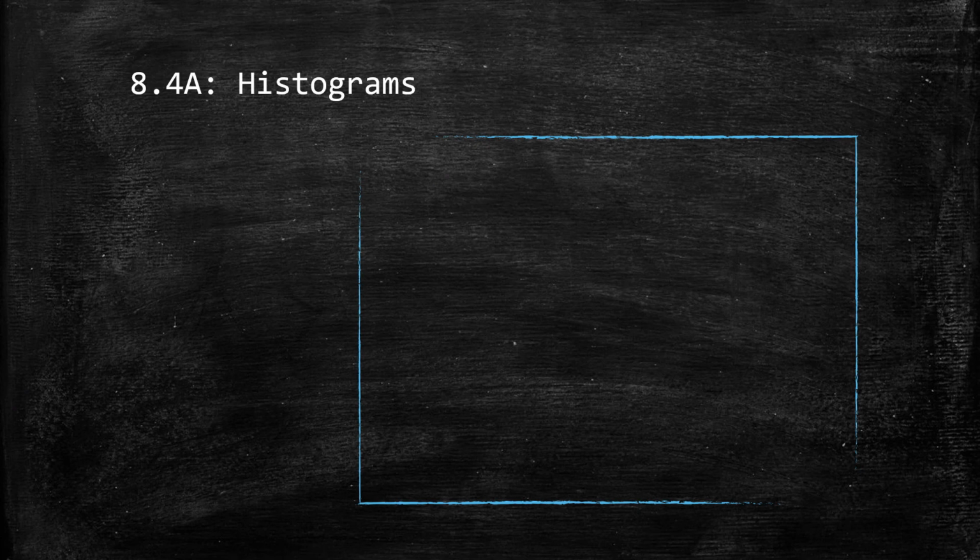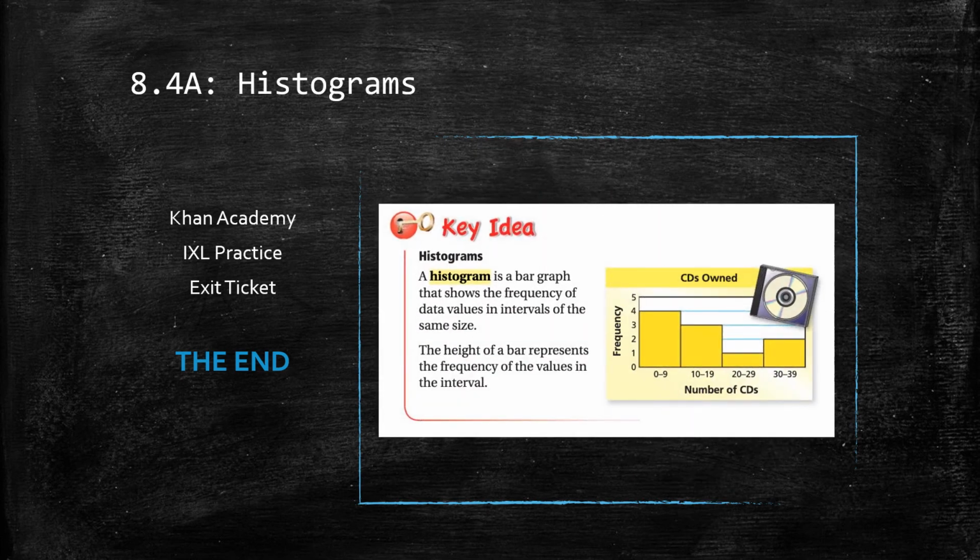We have completed the first half lesson on histograms. Our next lesson will be looking at stem and leaf plots, but please remember to complete your Khan Academy, your IXL practice, and your exit ticket before moving on. If you have any questions, please send them to me in the discussion board.